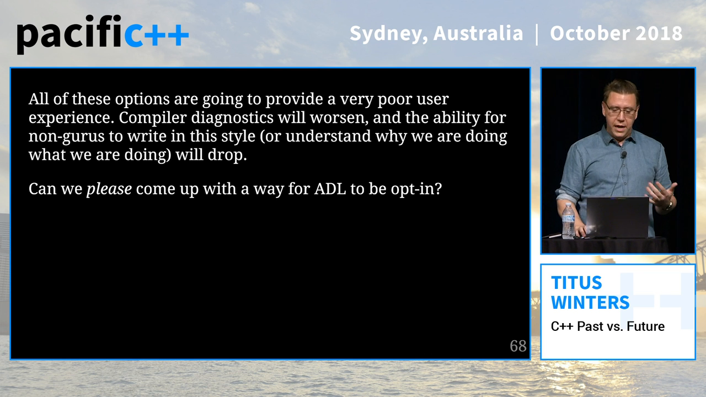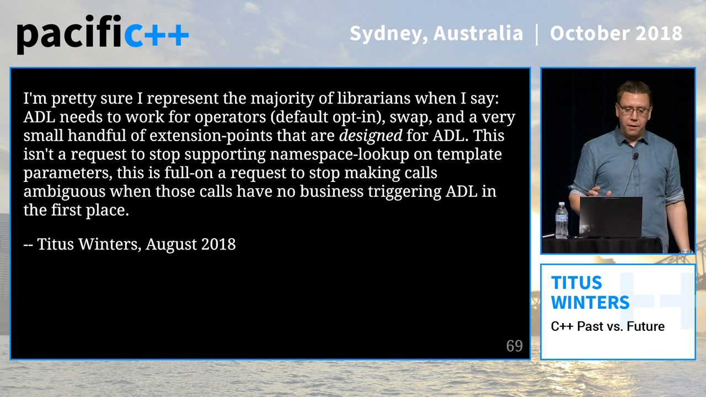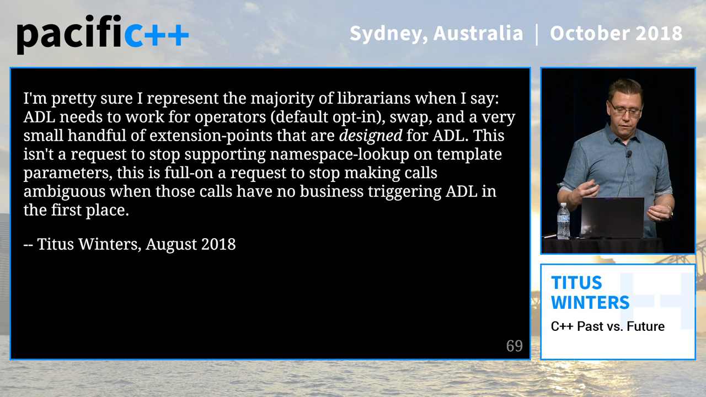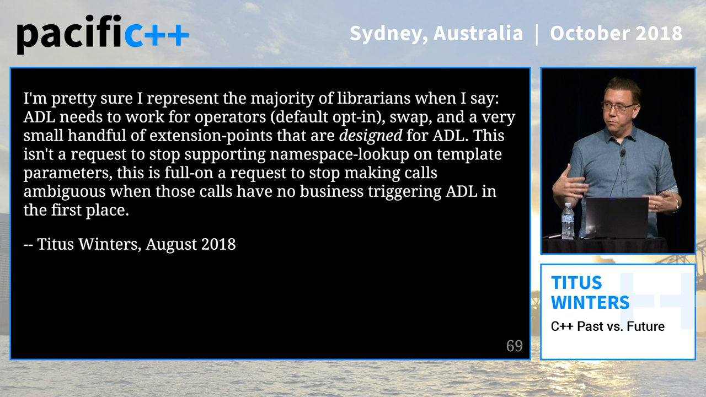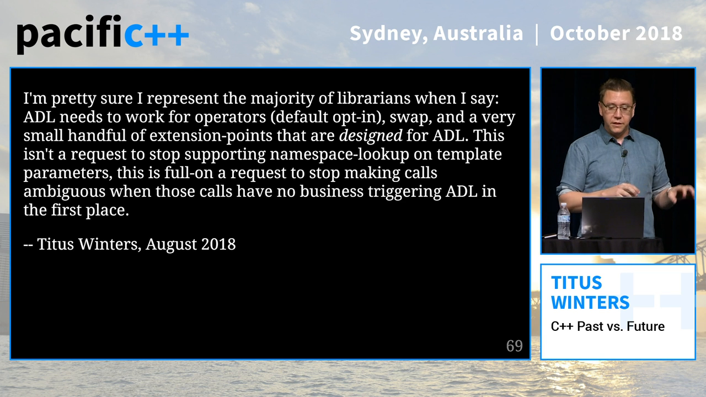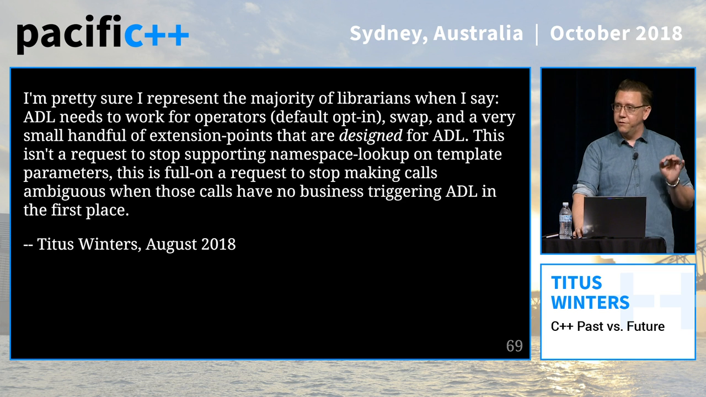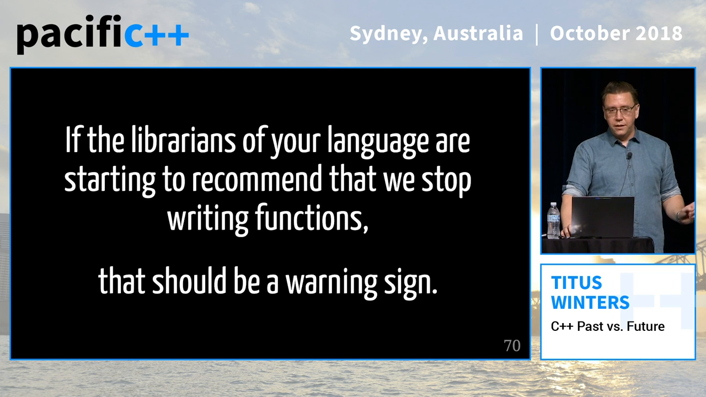Can we please make a way for ADL to be opt-in? I'm pretty sure that I represent the majority of librarians when I say ADL needs to work for operators. That is what it was designed for. It needs to work for swap and other non-member extension points, and a very small handful of extension points that are designed for ADL. This isn't a request to only stop supporting namespace lookup on template parameters. This is a full-on request to stop making calls ambiguous when those calls have no business triggering ADL in the first place. Or the down-thread summary of that: if the librarians in your language are starting to recommend that we stop writing functions, that should be a warning sign. I am conveying that warning.